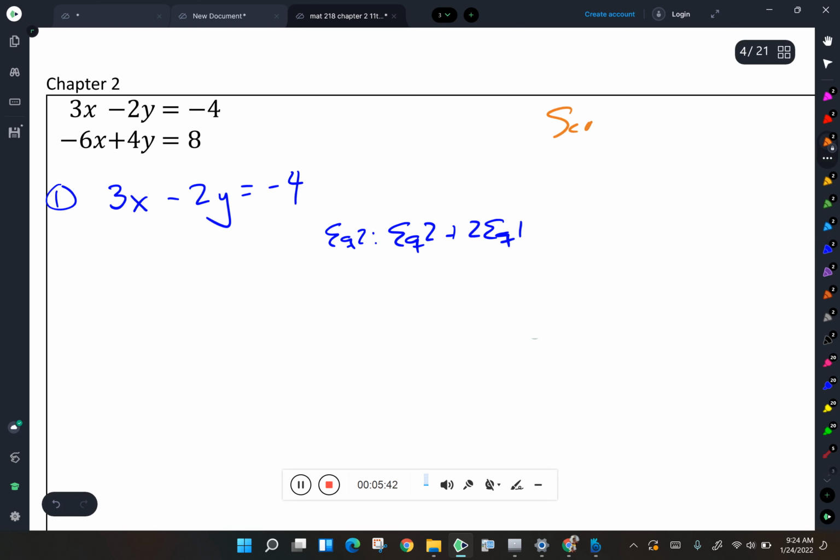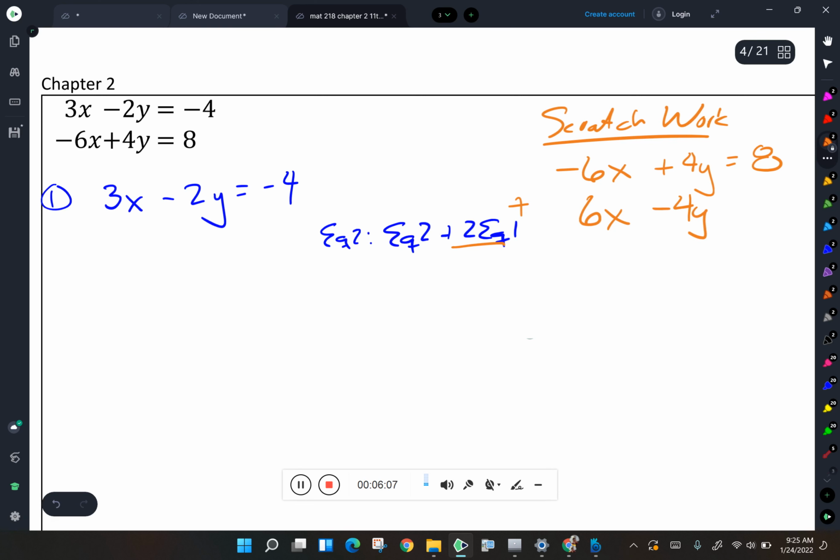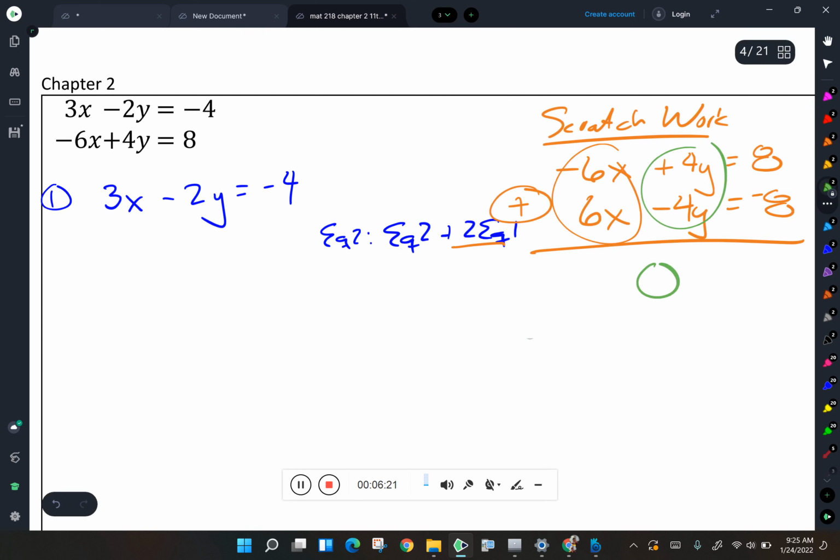So over here under my scratch work, I'm taking the old equation number 2, and I'm going to add 2 times equation 1. So 2 times 3x is 6x. 2 times -2y is -4y. And 2 times -4 is -8. And then I'm adding these together. 6x plus a -6x there gives me a 0x. Uh-oh. Do you see how I'm getting 0 again on the left-hand side?